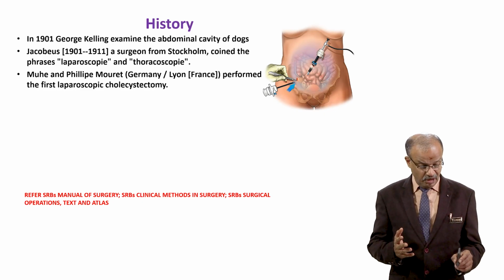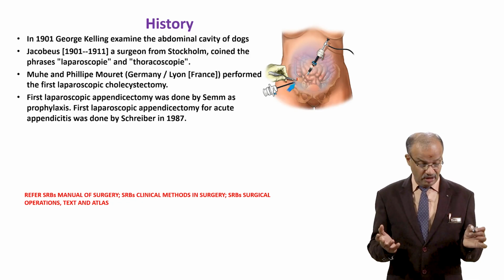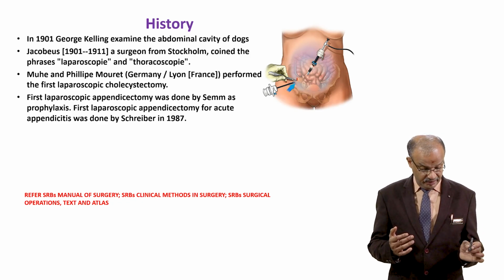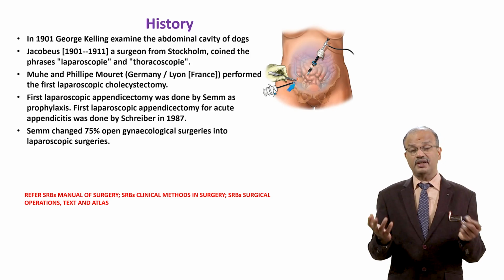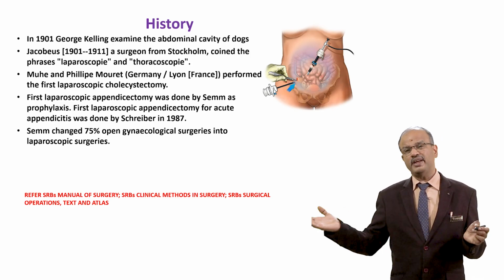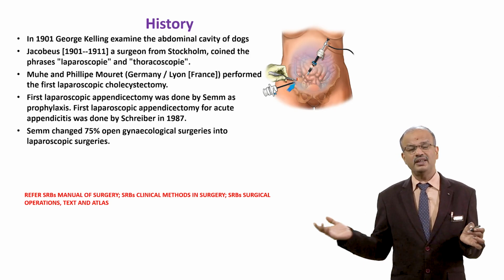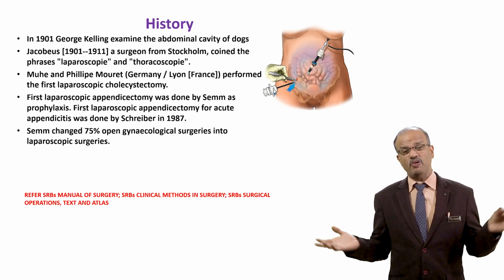The first laparoscopy was done by Smoky and Philip Moore, in Germany and France. Laparoscopic appendectomy was done by Sam in 1987. Gynecologists started doing most of the hysterectomies and oophorectomies, everything. Then, off late, after 1990, everything went to laparoscopy in a very big way.